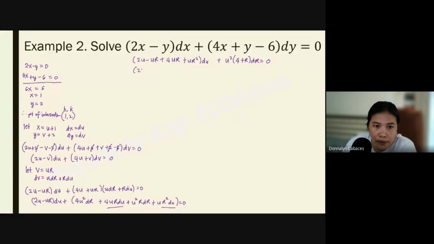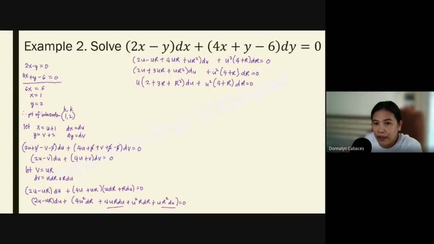Simplifying, we now have 2u and this is negative ur and positive 4ur, plus 3ur plus ur squared du plus u squared times 4 plus r dr equals 0. Common to the terms with du is u. So u times (u plus 2 plus 3r plus r squared) du plus u squared times (4 plus r) dr equals 0.